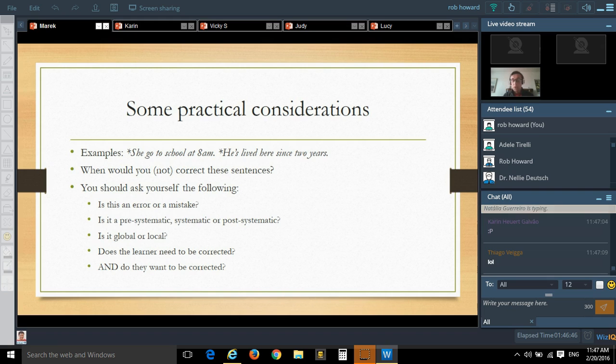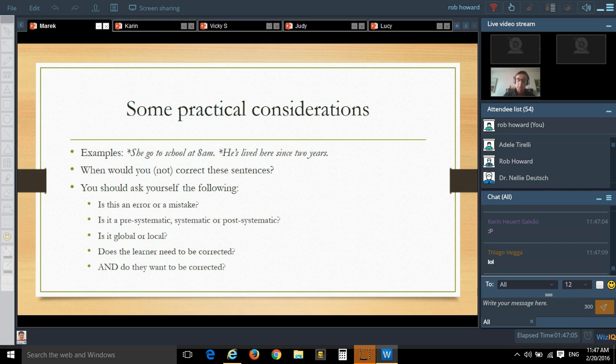And I think the last question is perhaps the most important. Does the learner really want to be corrected? Because maybe the learner doesn't really care. Maybe they're going more for being communicative, and they don't really want to be 100% correct. So I think in this case, you wouldn't really correct them.